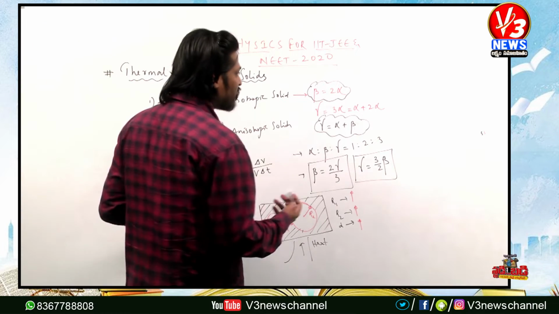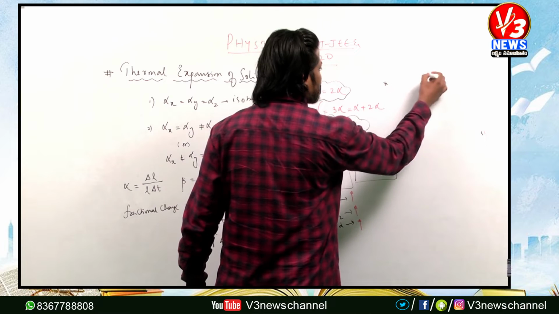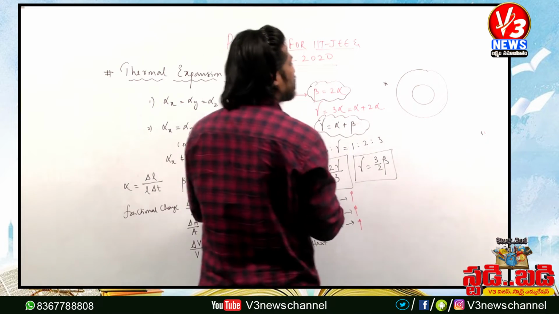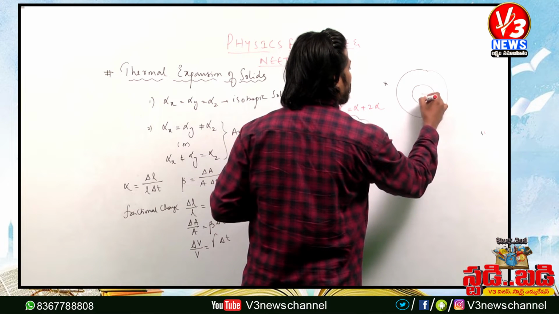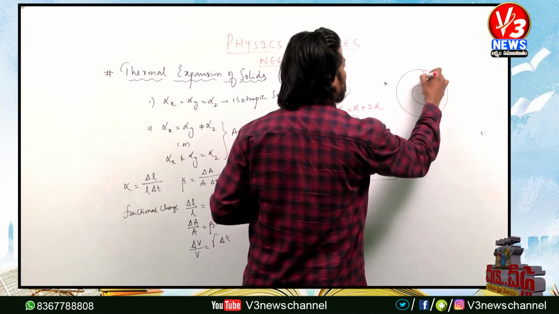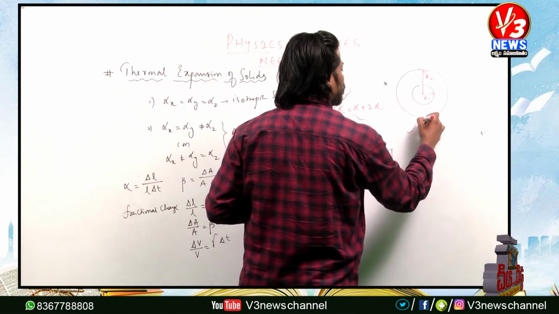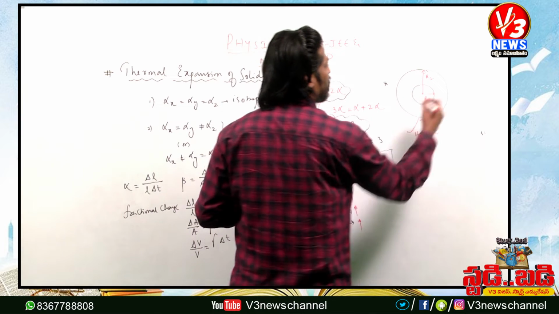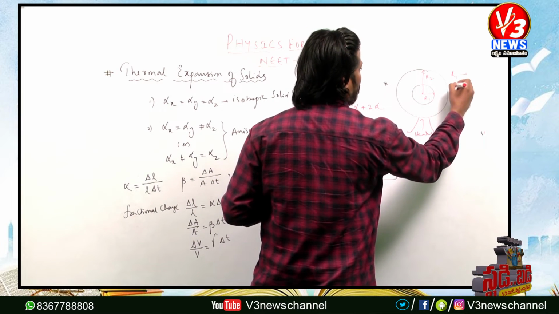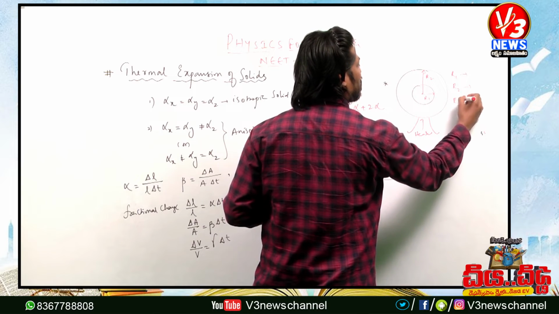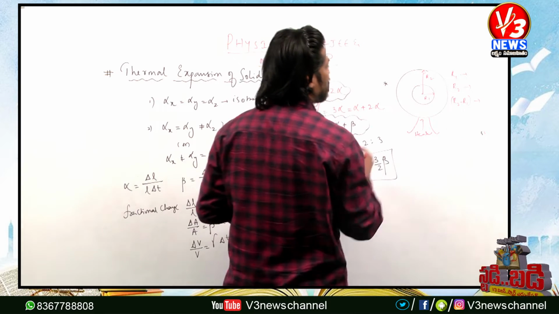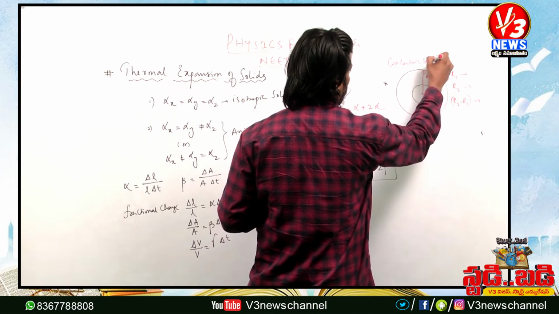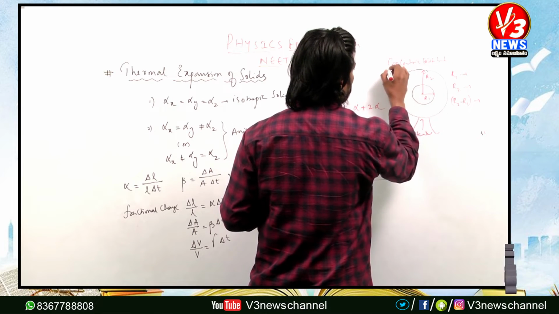In the same way, let me take one more example. Say, for example, I am taking a concentric circle like this. It has a radius R1, and this has a radius R2. So when you are heating this with a certain external source, what is happening to the value of R1, what is happening to the value of R2, and what is happening to the difference of these radii? I am talking about concentric solid spheres or concentric solid bodies, whatever the given conditions.